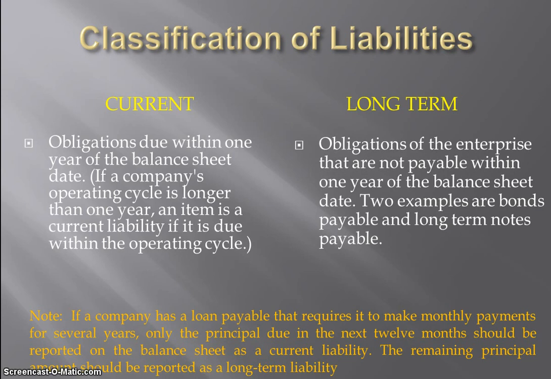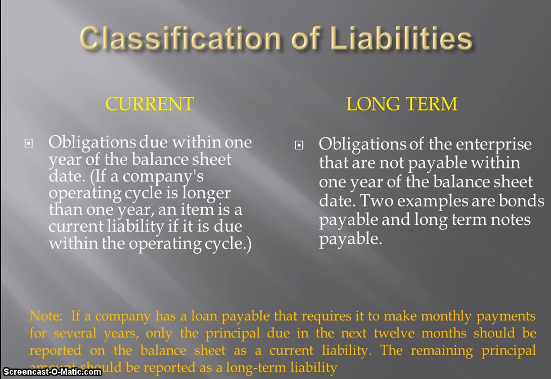deposits were, now we're looking at classifications of liabilities, current and long term. The only difference is current liabilities are due within 1 year of the balance sheet date. Long-term obligations of the enterprise are not payable within that 1 year of the balance sheet date. Some examples are bonds, and then you're talking about long-term notes.